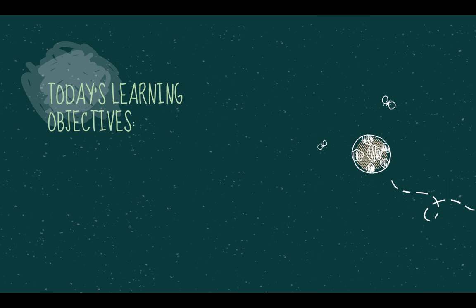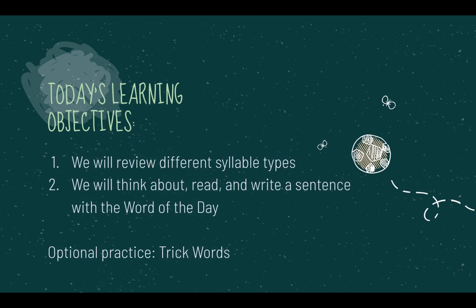Today we have two learning objectives. The first is to review all of the syllable types we have learned so far this year. And the second is to build and discuss the word of the day. At the end of our lesson, there will also be some optional practice with trick words.